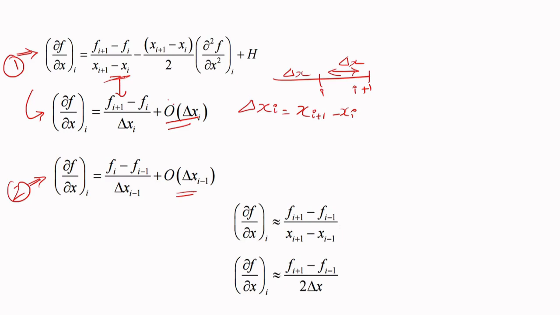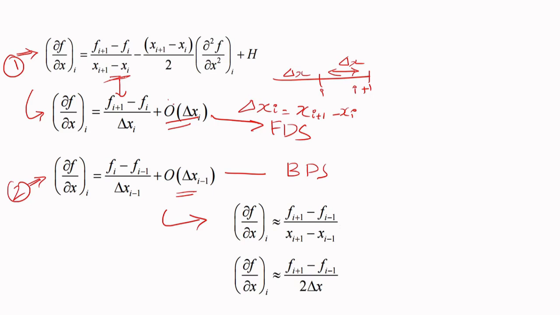So the result we got from equation 1 is called the forward difference scheme, and this is the backward difference scheme, these two. And if we subtract between these two equations, then it will give us this equation, the forward difference and backward difference.